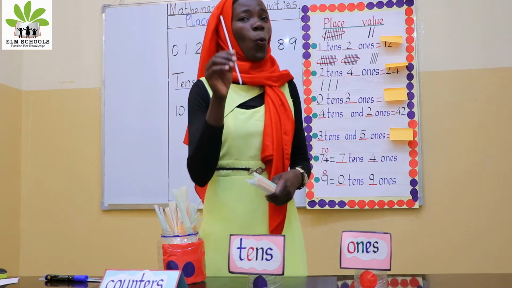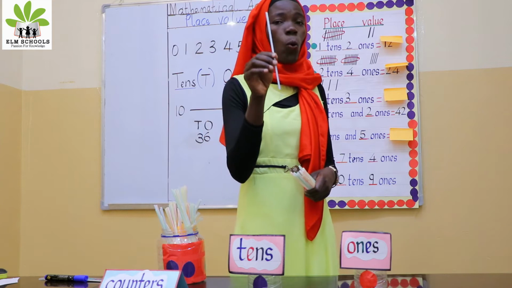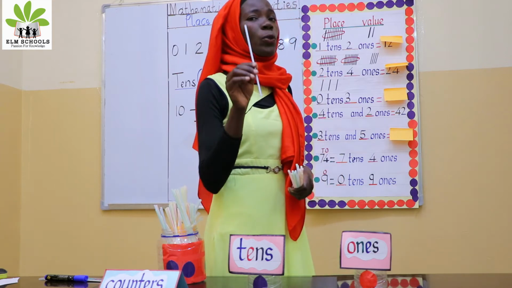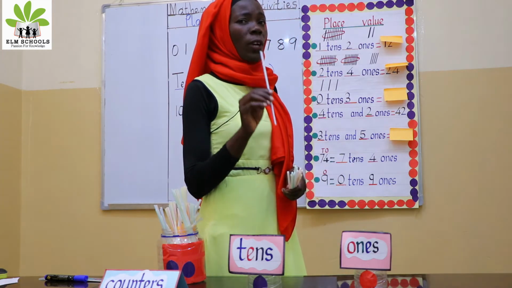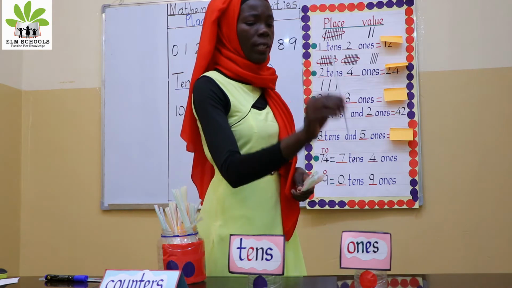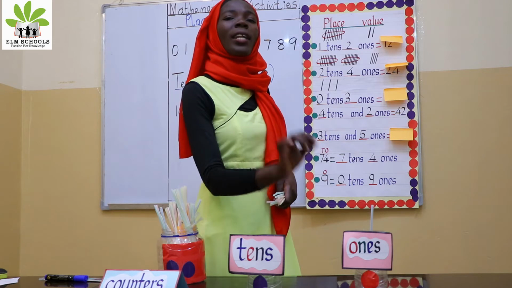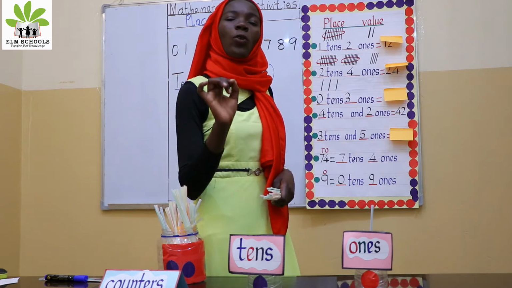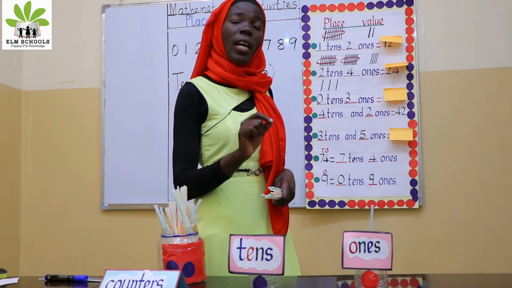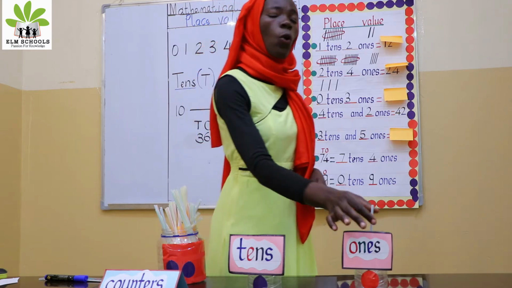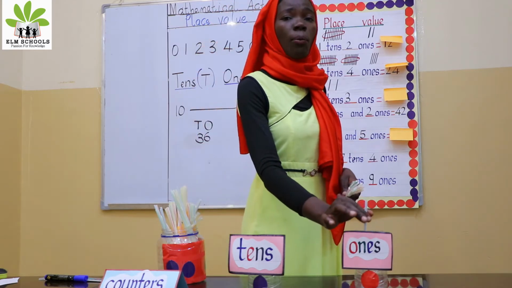Now, I have 1. Where will I put my 1? I'll put it in the place value of ones. That's how I'll do. That is 1. So we say number 1 is in the place value of ones. 1 straw representing number 1.